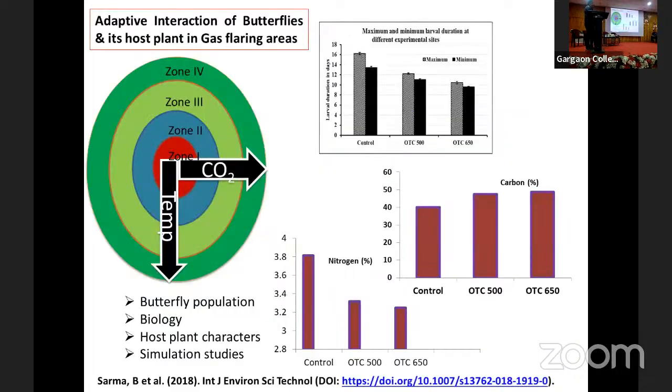So we did some investigation in this respect in our laboratory. I'll just briefly give you some of the information. For example, we all know that carbon dioxide is one of the important greenhouse gases, along with carbon monoxide and many other greenhouse gases. So carbon dioxide concentration is increasing.